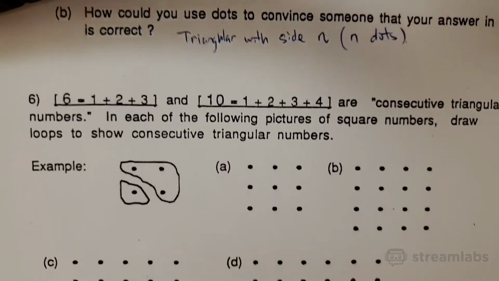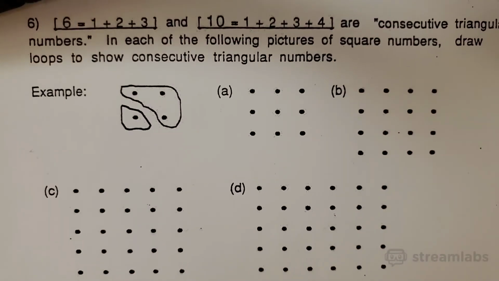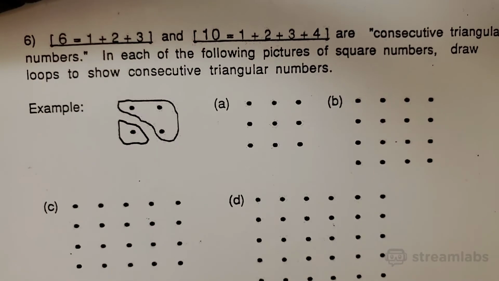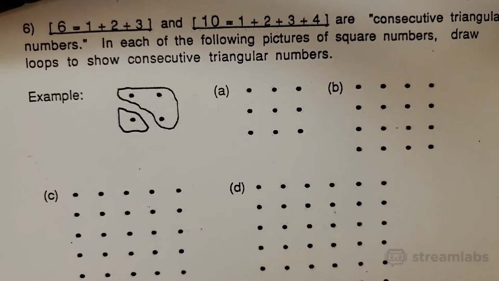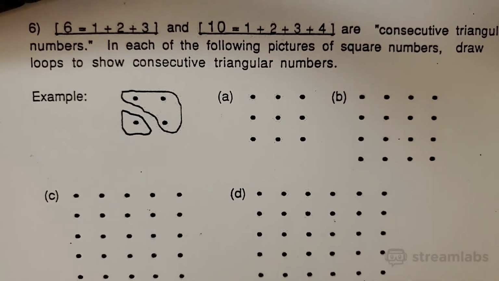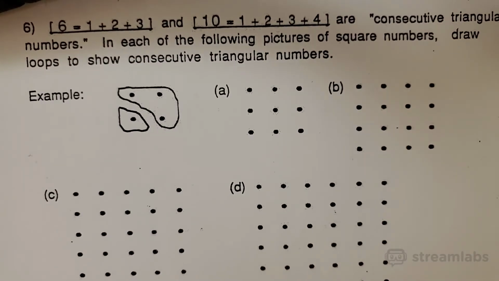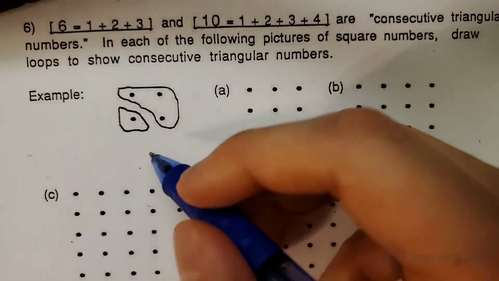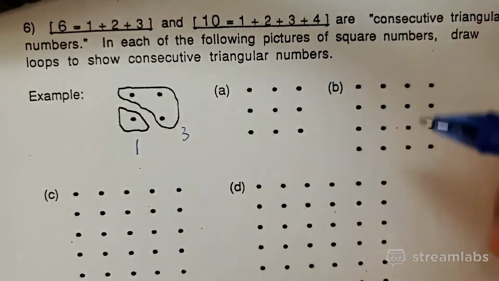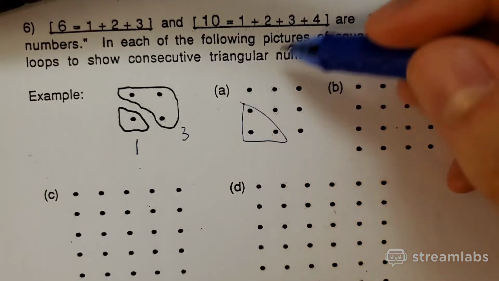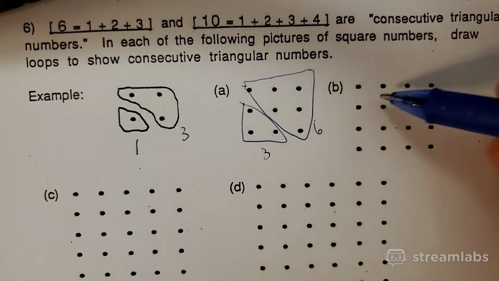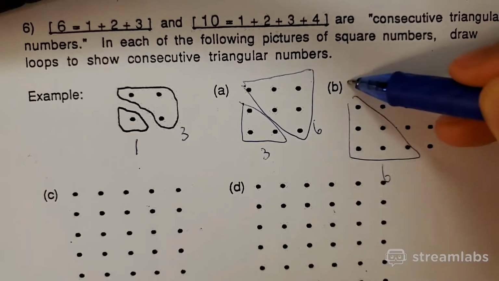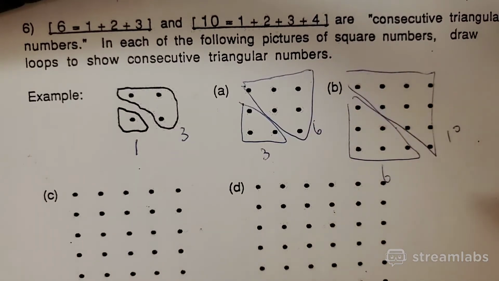All right, so let's look at this. 6 equals 1 plus 2 plus 3. 10 equals 1 plus 2 plus 3 plus 4. And so on and so forth, right? So let's look at this, okay? So we're going to circle consecutive triangular numbers. What does that mean? Look at this. This is 1, right? This is 3. So the next one will be 3 and 6. Right, and then the next one will be what, 6 and 10?